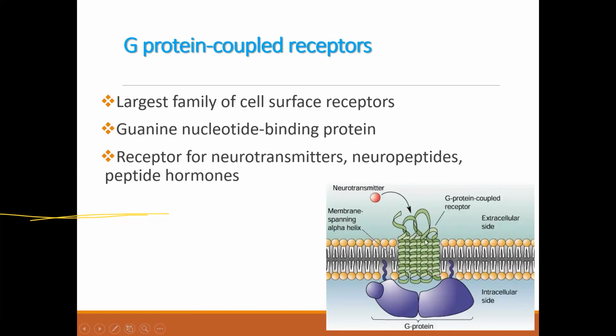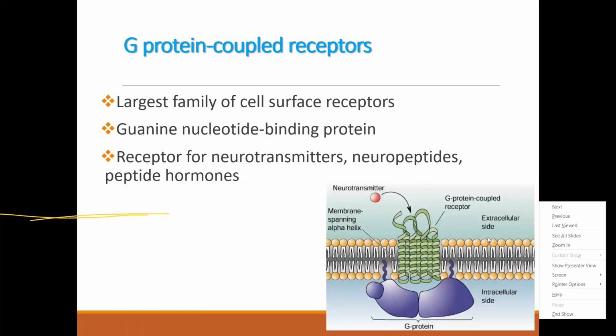Okay, this is the structure of G protein coupled receptor. This receptor binds to the G protein. The blue one is the G protein, and the G protein is located on the intracellular side of the cell membrane. This is the intracellular side, and this is the extracellular side of the plasma membrane. This is G protein.